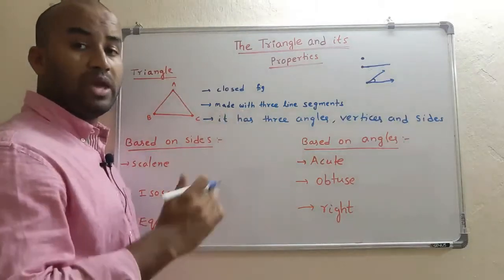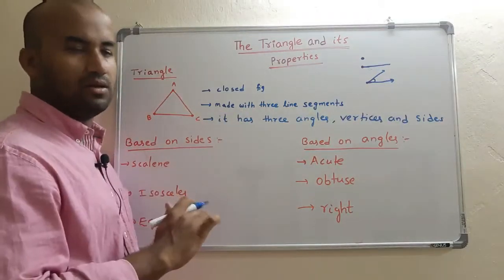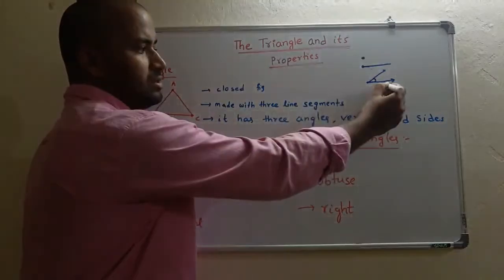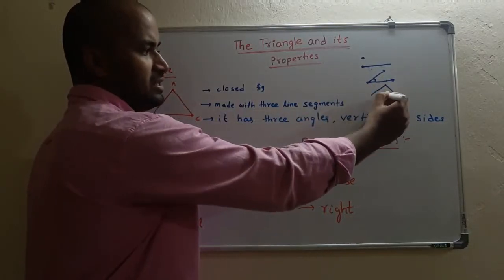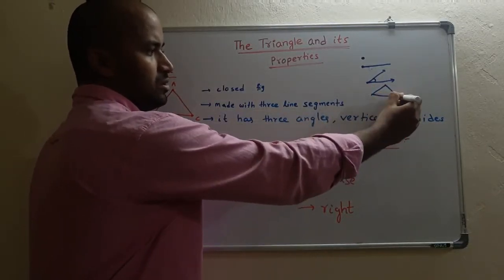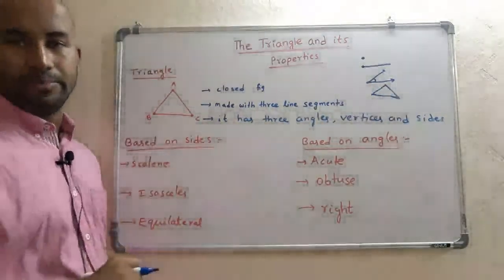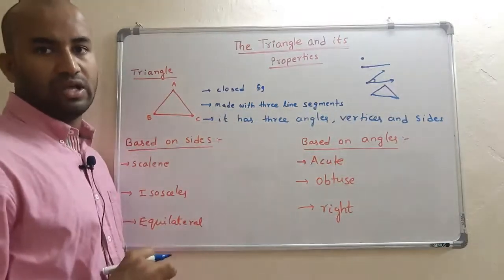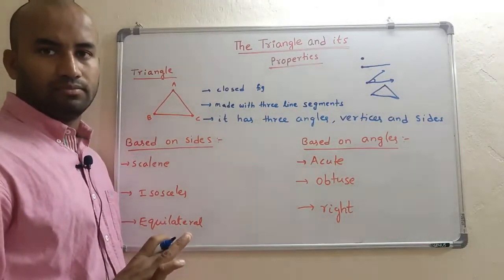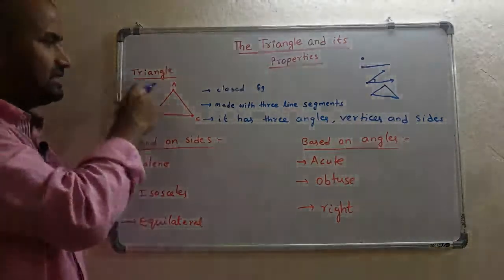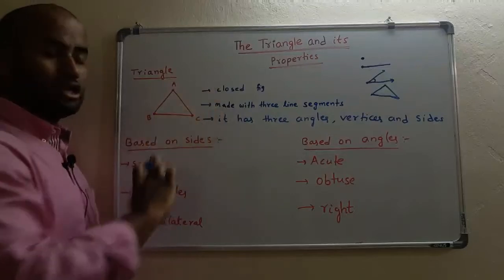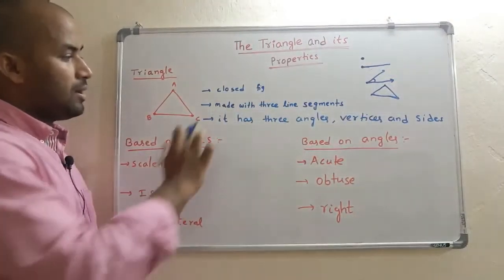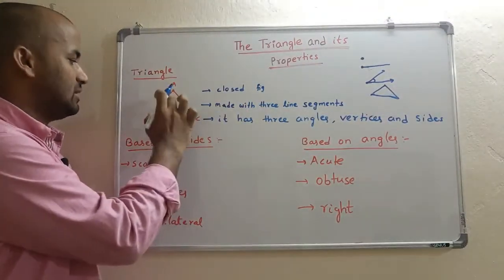How are we going to make a triangle? If I take three line segments and arrange them properly, if I make a closed figure, a triangle is going to form. See here, this is the triangle. A triangle is a closed figure made with three line segments.